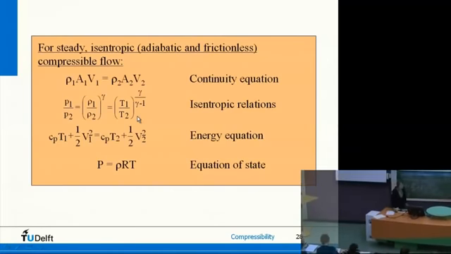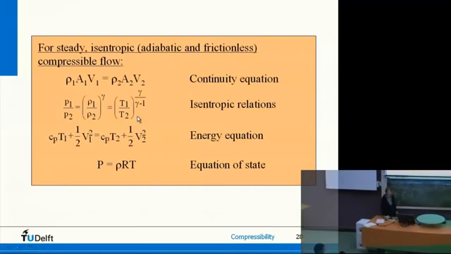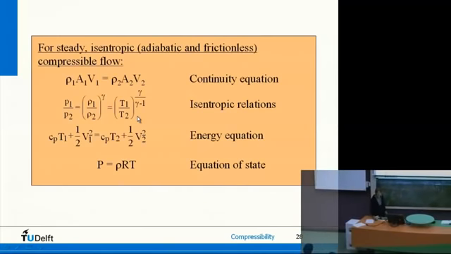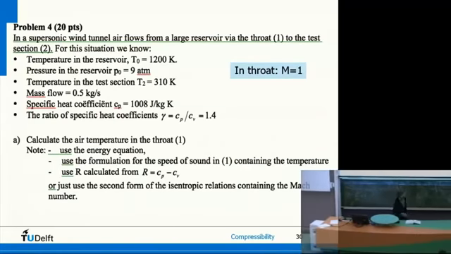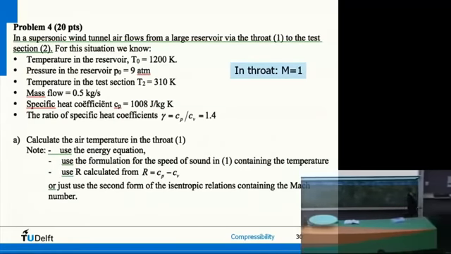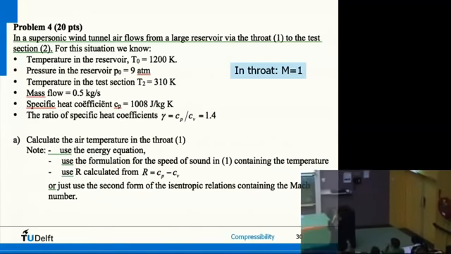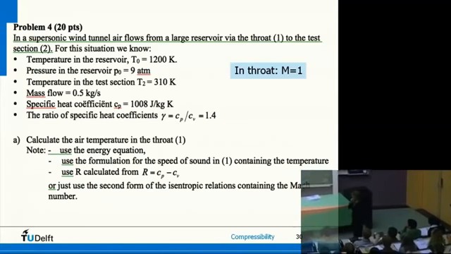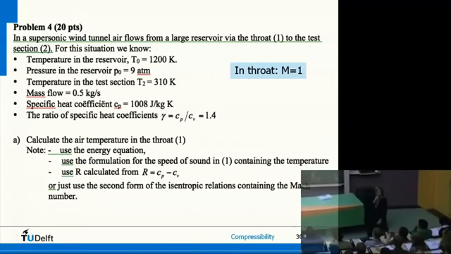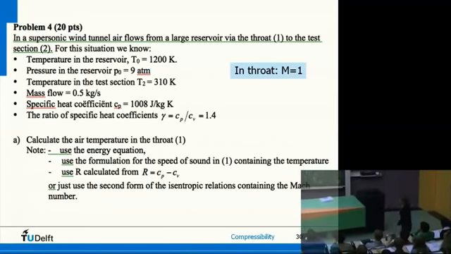The compressible form of the mass conservation, rho A V is constant. The isentropic relations I derived before the break. The energy equation I just derived. And then the equation of state relating pressures to densities and temperatures. Then I have one exam question I would like to practice with you. It was from November last year, I think, 2010.